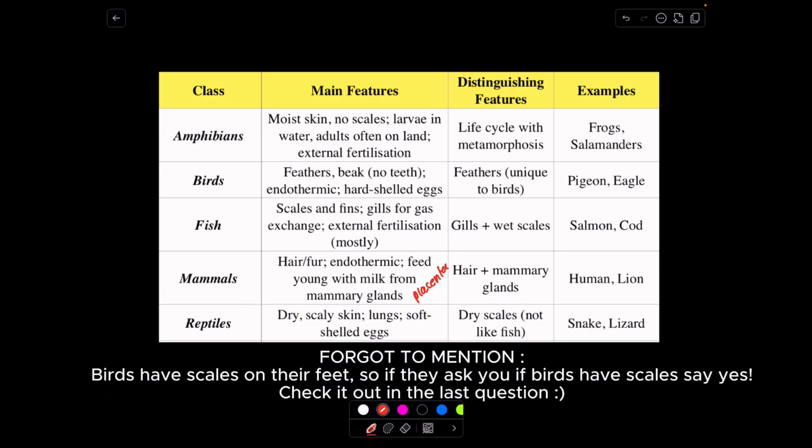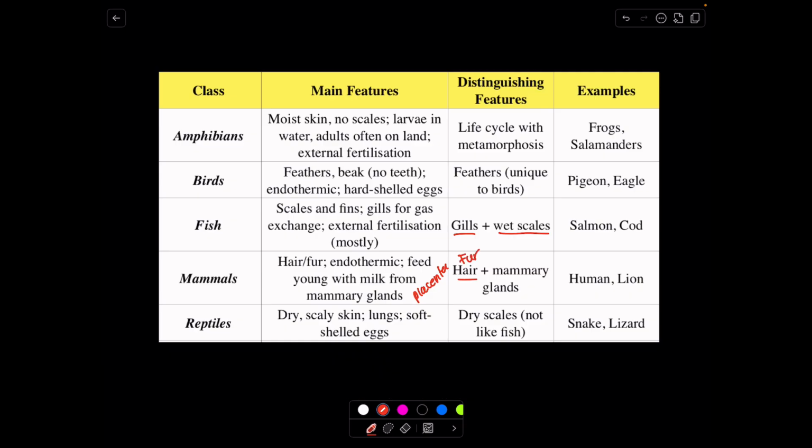Now, things like gills, wet scales, okay, for fish, things like hair or fur, sometimes they call it, or mammary glands, okay, for mammals. Mammary glands are basically just what lactates, so what produces the milk. For reptiles, soft-shelled eggs, that's something you want to remember, compared to birds having hard-shelled eggs, okay? So they're 2 different things.